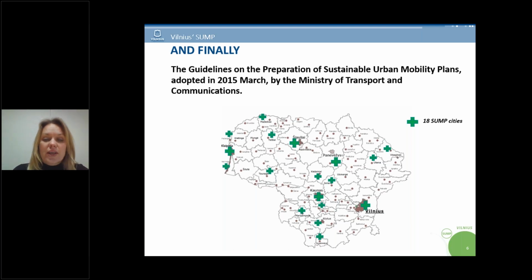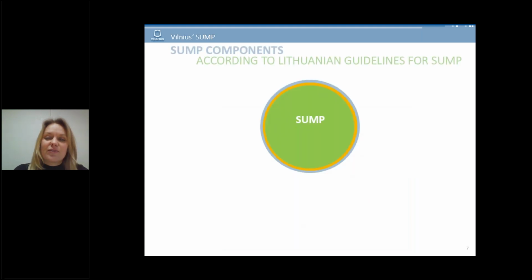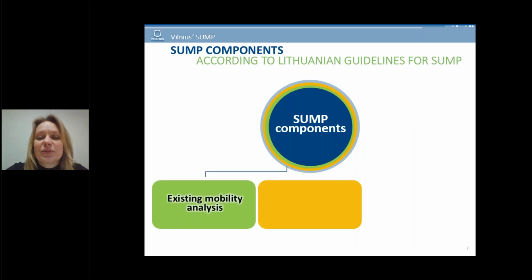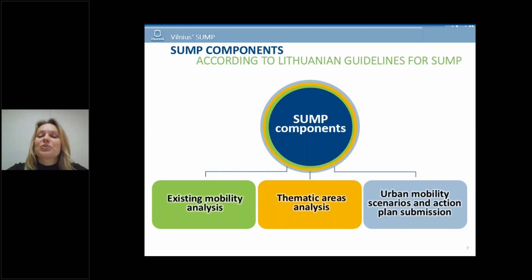So we had national guidelines. We got funds, and we had a long way to go to prepare our first SUMPs. So I think you will not be surprised when I show Vilnius's methodological approach.